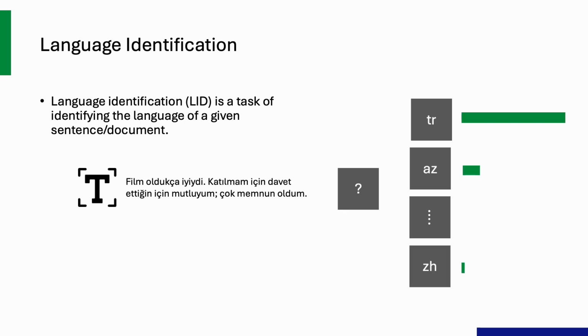Since LID is a classification task, after inputting a sentence to an LID, we get the probability distribution over all labels. Here, the Turkish label gets the most probability value given this sentence. This sentence consists of one language. Most LIDs are also designed to perform monolingual language identification over such sentences.